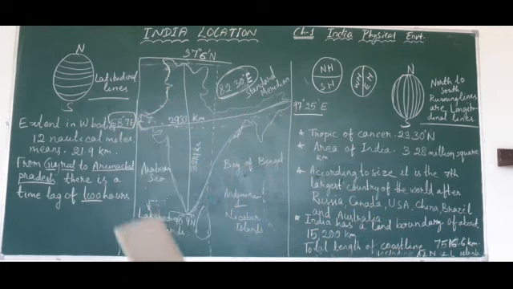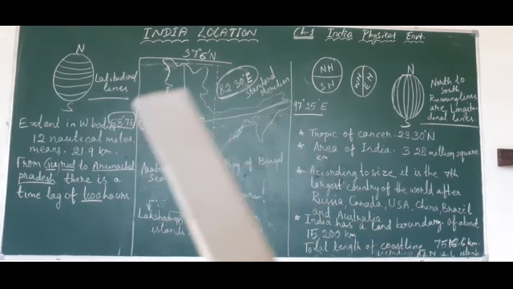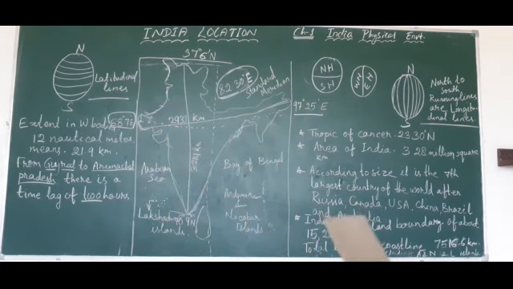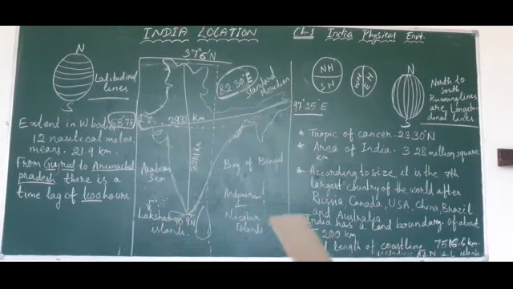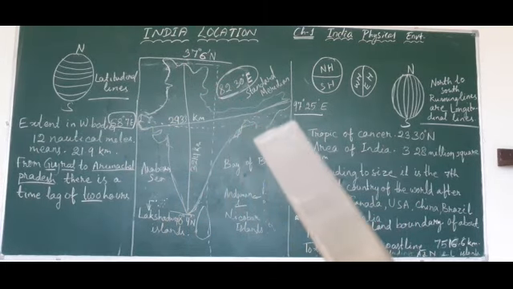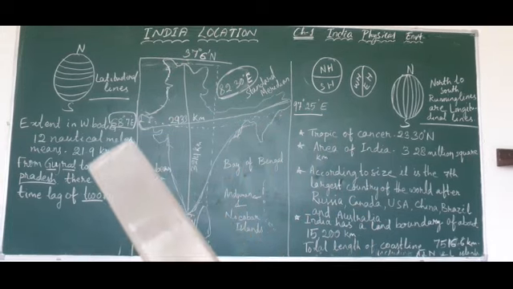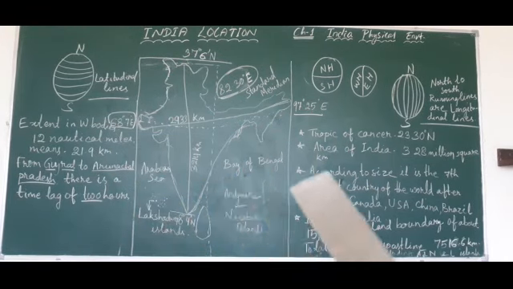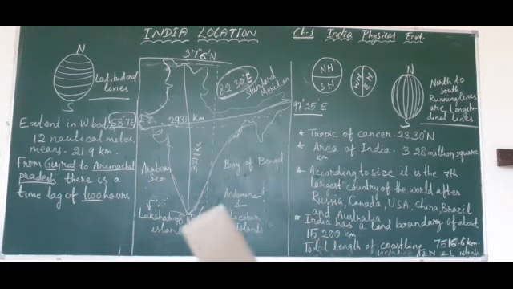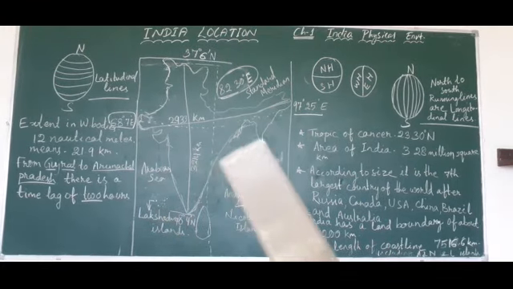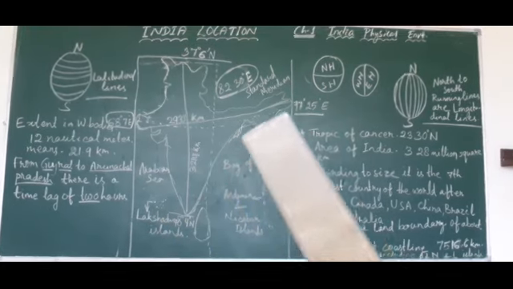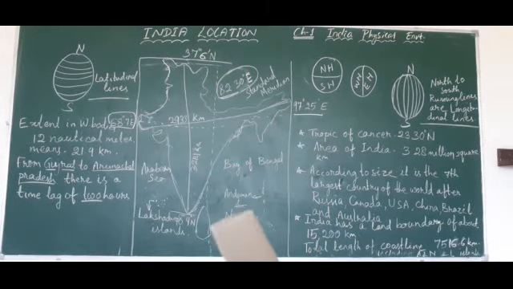Overall, India has a land boundary of 15,200 kilometers. And the total length of the coastal line: the land surrounded by water, the area that is bounded by the water bodies, these areas are known as the coastal line. So how many kilometers is this coastal line?